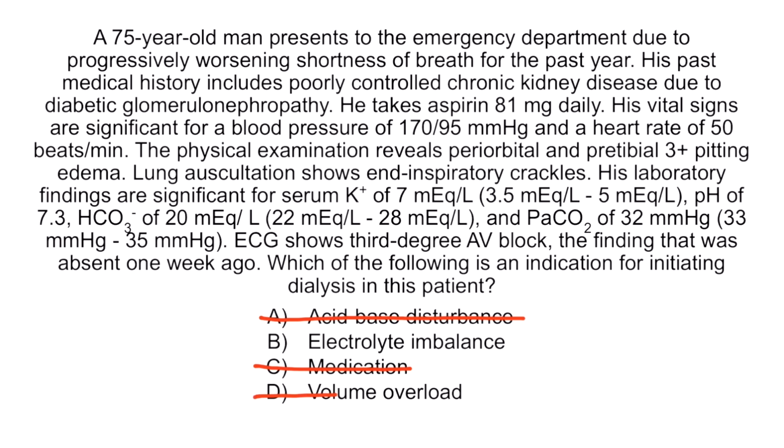Finally, option D is incorrect because volume overload is an indication for dialysis only when it is refractory to diuretics. Diuretics have not been used in this patient yet, so volume overload cannot be an indication at this point. And that concludes our lecture on renal failure.